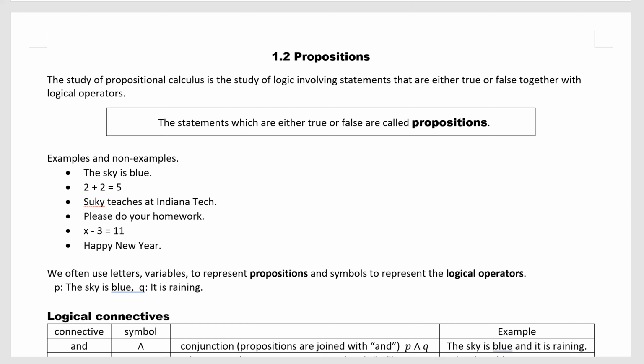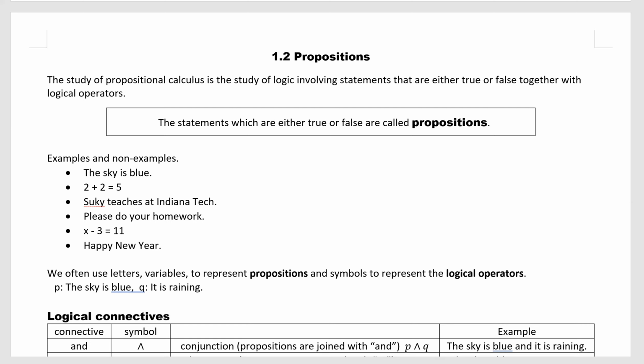The study of propositional calculus is the study of logic involving statements that are either true or false, together with the logical operators. The statements which are either true or false are called propositions. So here are some examples and non-examples. So let's figure out which ones are propositions.